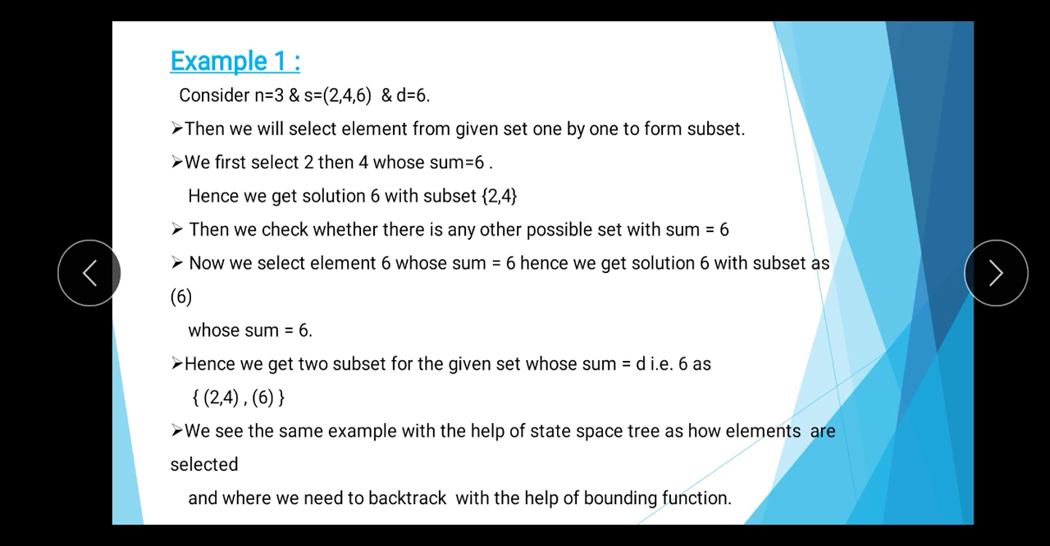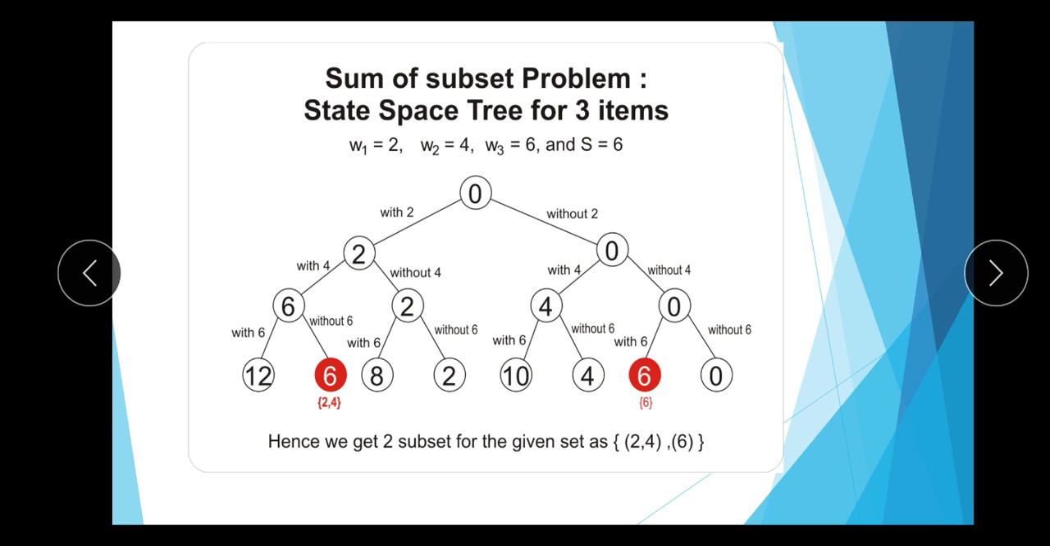Now the same example we can see with the help of a state space tree, that is, how elements are selected and where we need to backtrack with the help of the bounding function. For this example we are drawing the state space tree and we show where we have to bound. Now this is the state space tree for our sum of subset problem with 3 elements, where our set contains 3 elements 2 4 and 6 and the predefined value is 6.